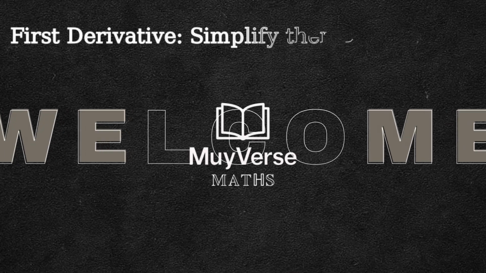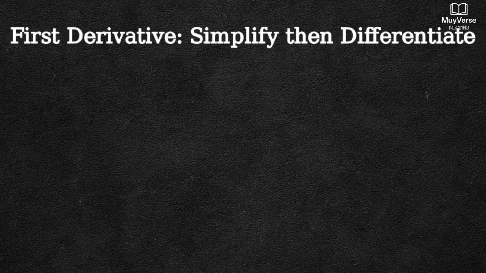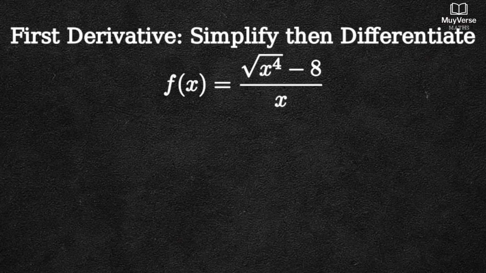In this video, we'll find the first derivative of the function f of x equals the square root of x to the fourth minus 8, all over x. We'll simplify first, then differentiate using the power rule step by step.